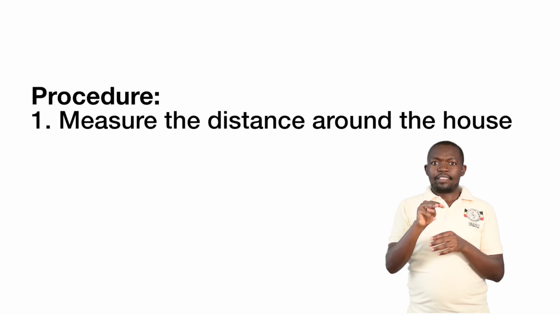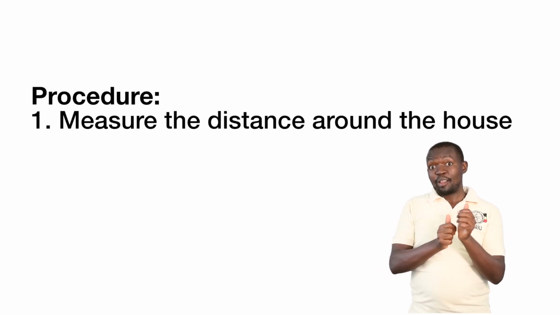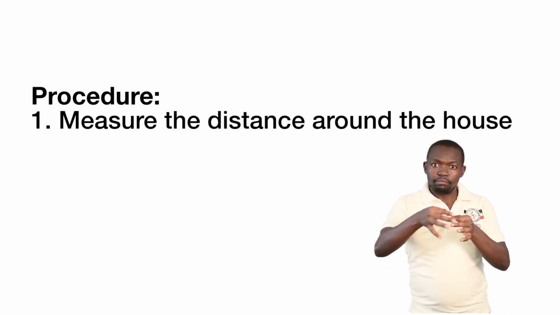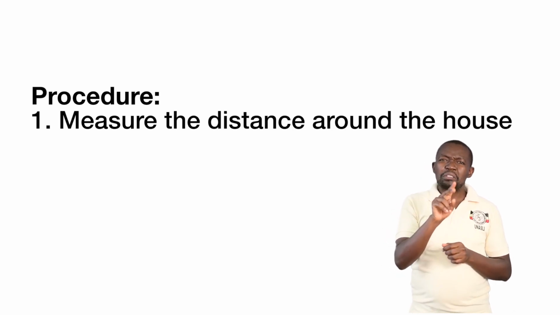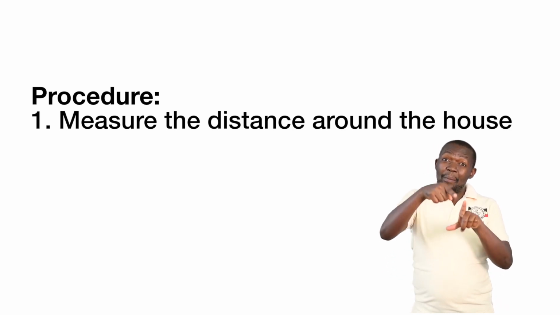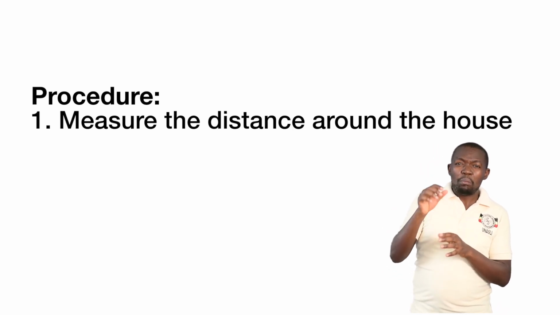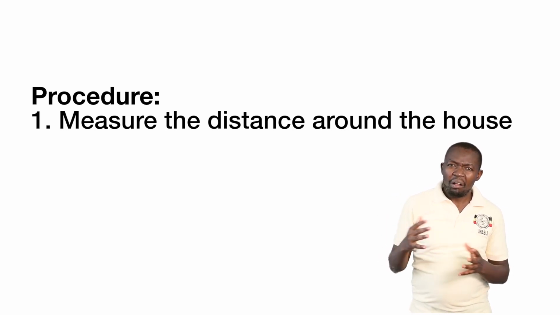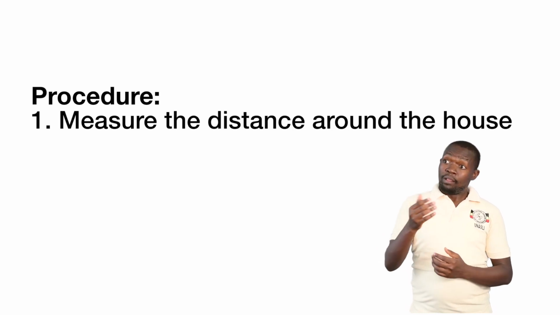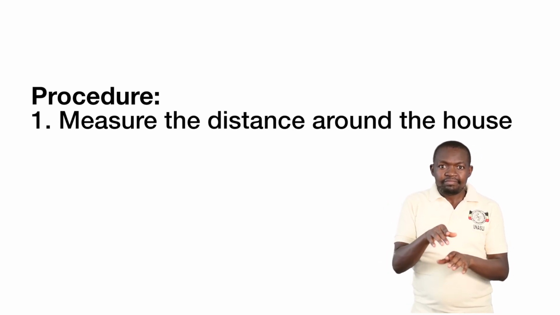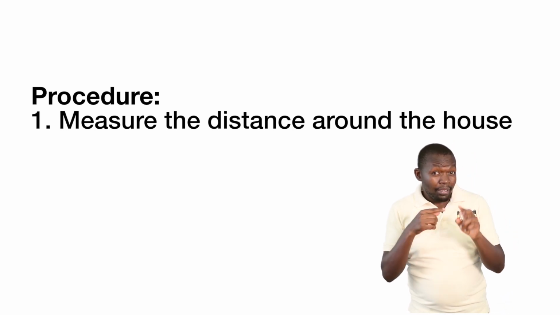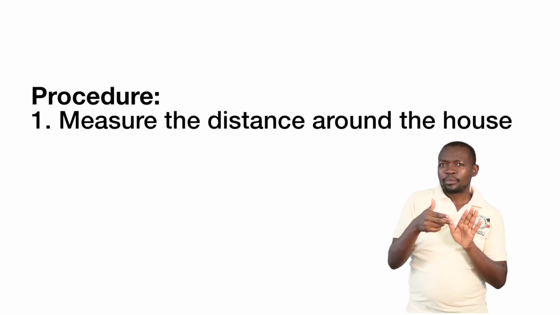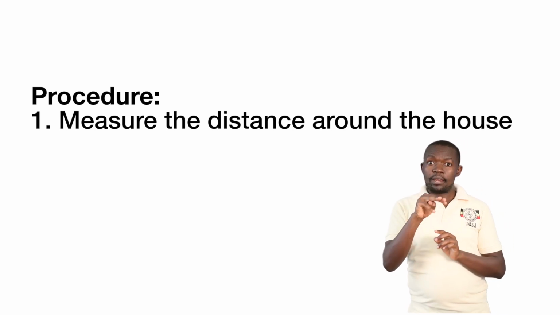This is the procedure you have to follow. Procedure number 1, measure the distance around the house. You can either use a tape measure or a meter rule, or you call that adult at your home. It could be your mother, your father, maybe your sister, brother, or even your guardian. Call them. Let them move around the house using their paces. Remember, we have said that one pace is approximately equal to 1 meter. That is procedure number 1.